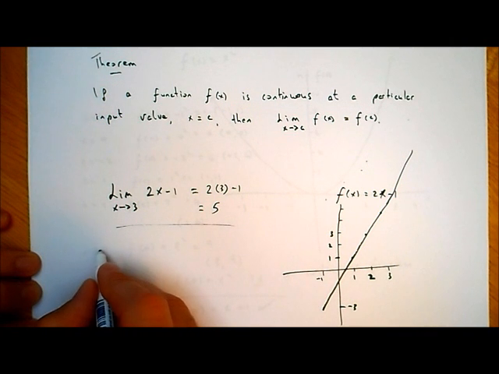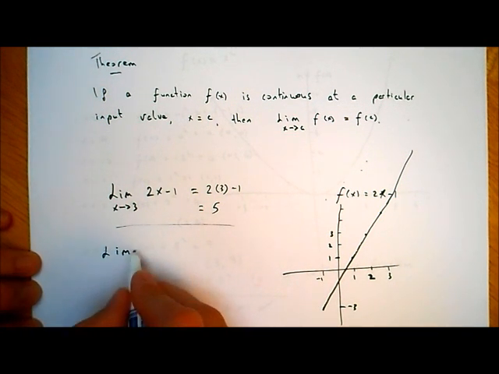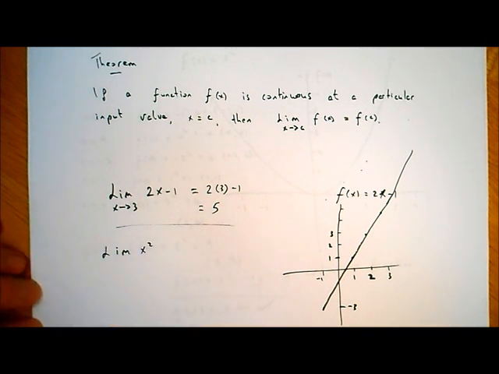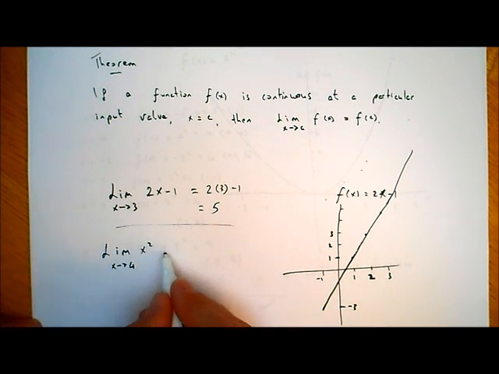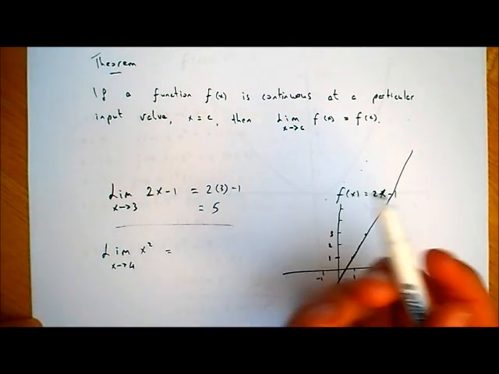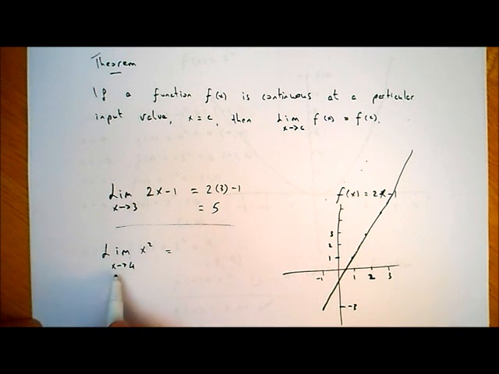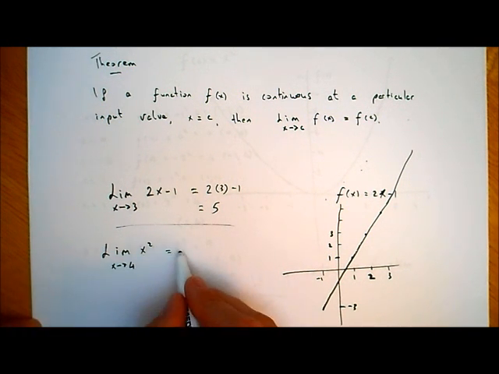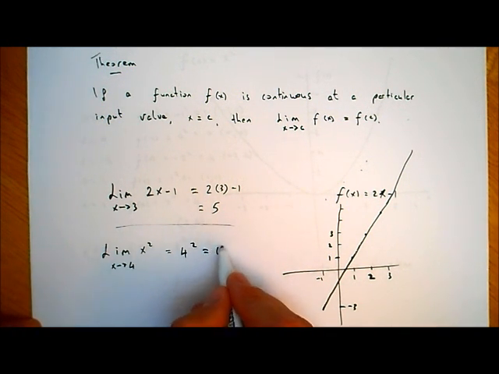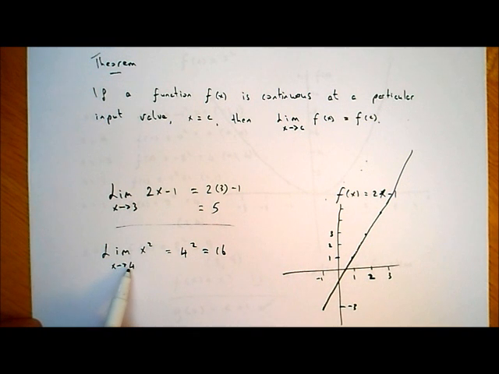If I want to work out, let's say, the limit of x squared, we know that x squared is a continuous function at all values of x. It's always continuous. So the limit of x squared as x approaches 4, going by this theorem, is easy to work out, because the function is continuous at 4. All I have to do is fill in 4 squared, which is 16. So the limit as x approaches 4 of x squared is equal to 16.